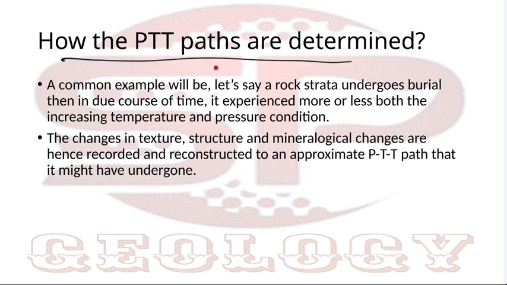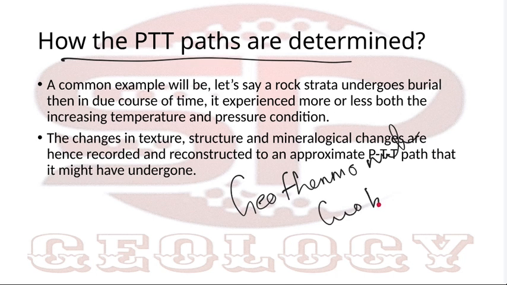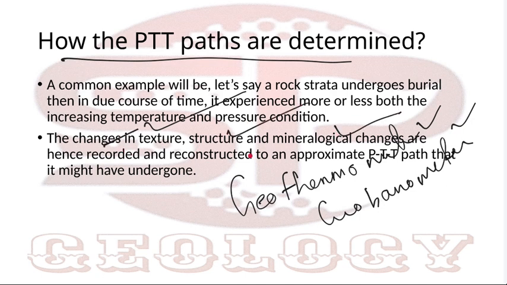How? Because we only see the results. So we have to imagine that the pressure was in this condition and the temperature was in that condition. Again we go back to the geothermometer and geobarometer concept. Using the geothermometer and geobarometer, we get the pressure and temperature conditions. The change in texture, structure, and mineralogical change is recorded, and an approximate PTT path that the rock might have undergone is reconstructed. This only represents the PTT path.